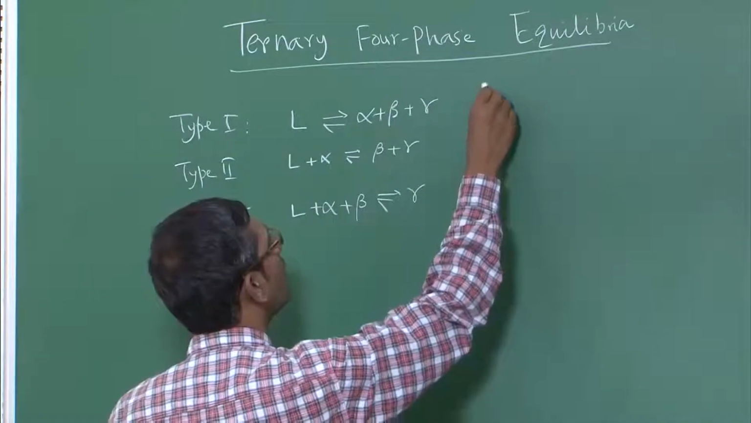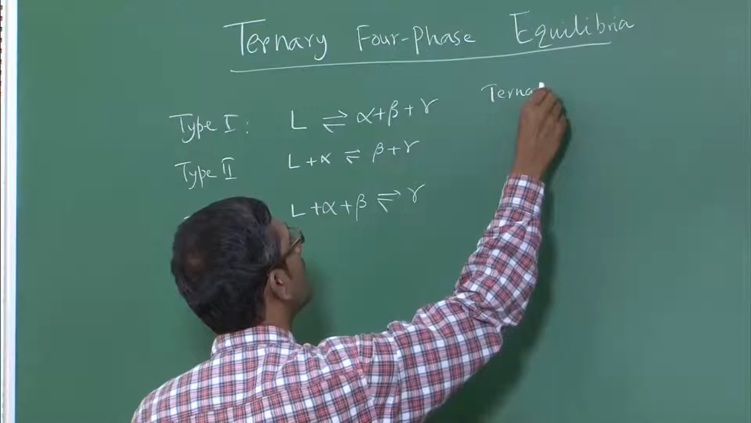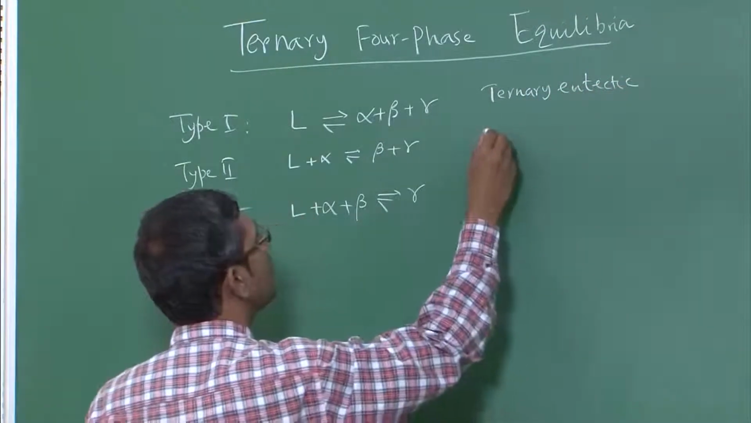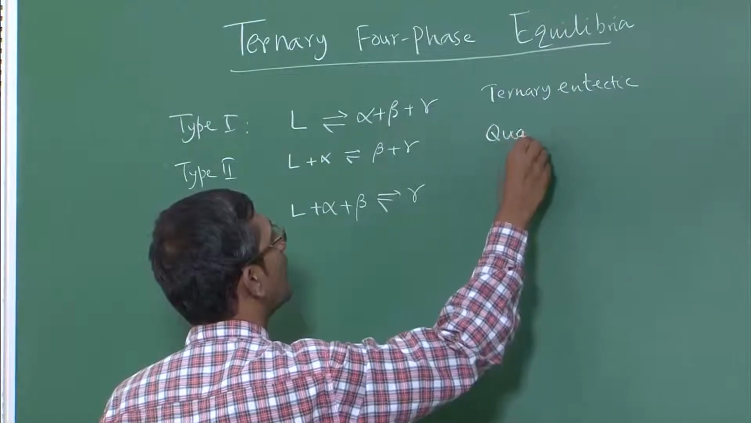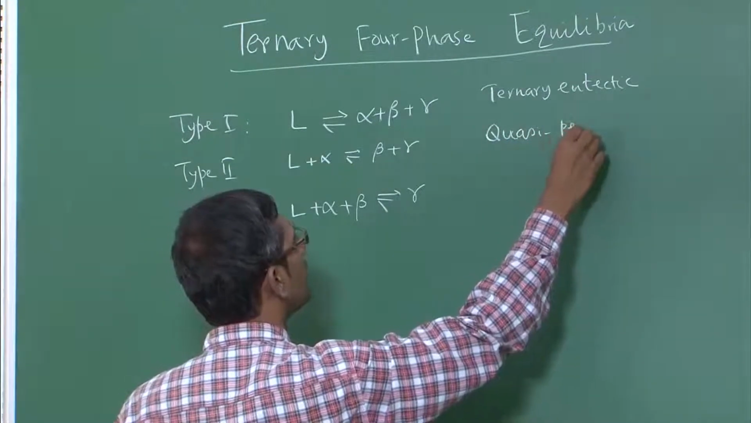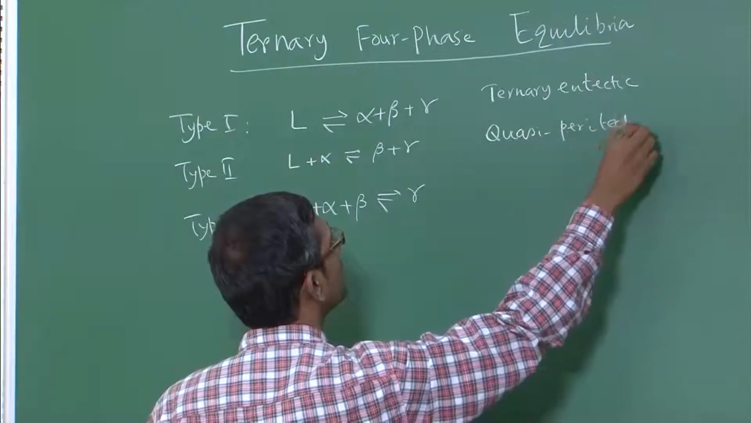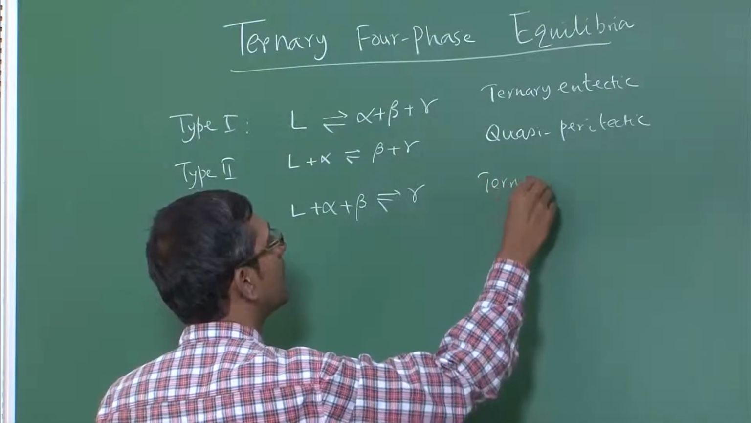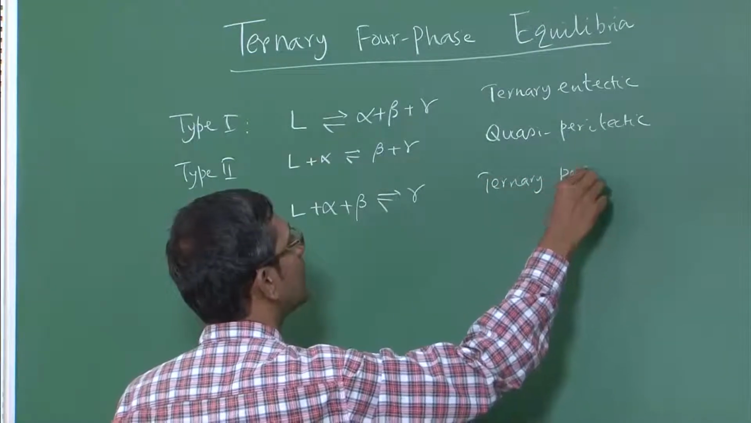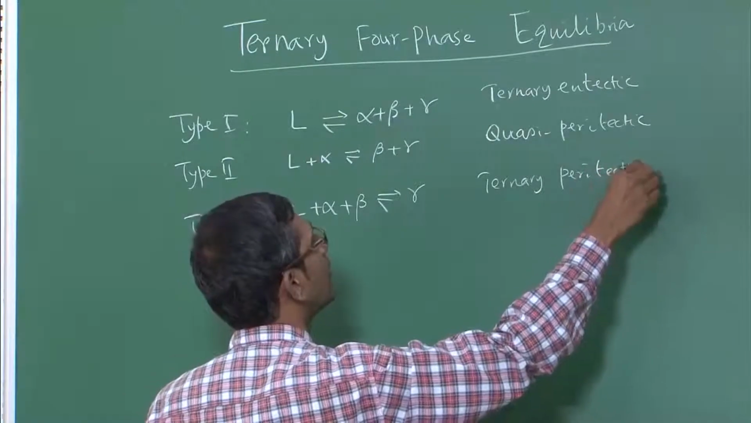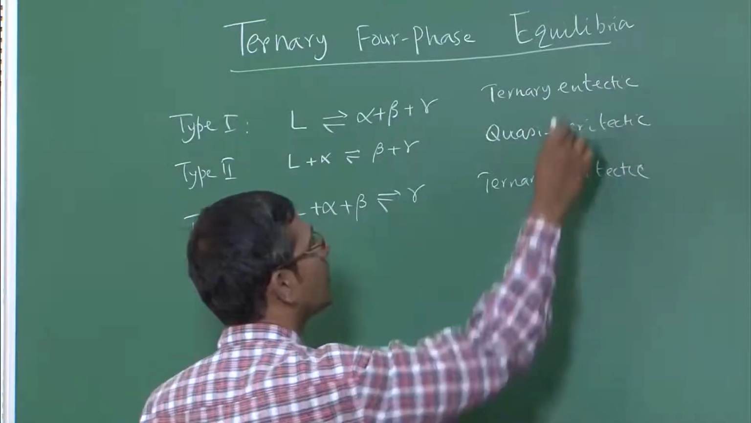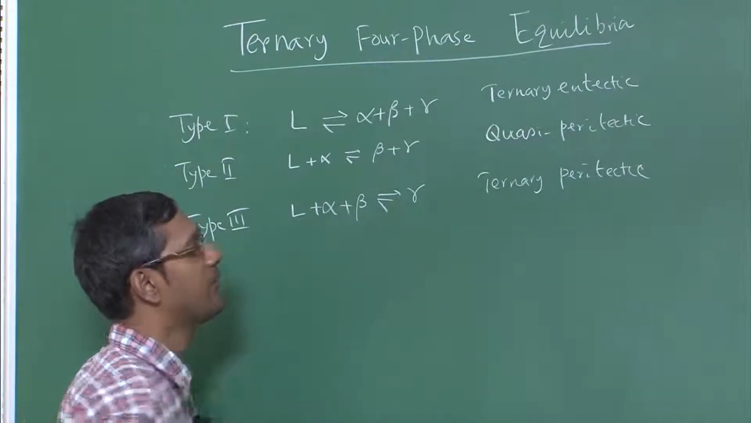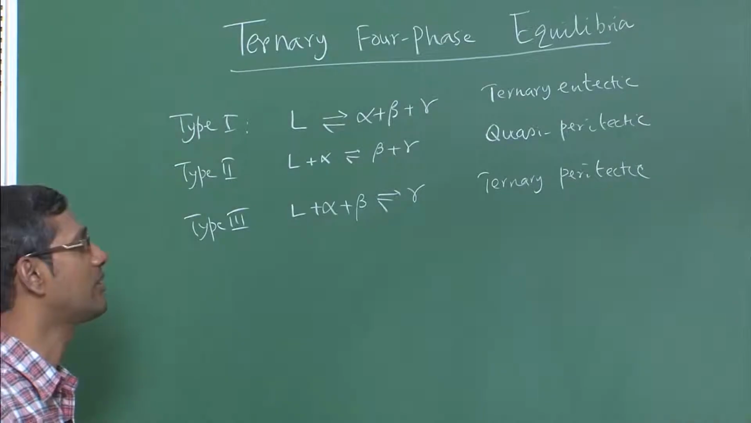So, this we call ternary eutectic, this is called quasi-peritectic. I will tell you why it is quasi-peritectic and how we can analyze it in today's lecture, and the third one is known as ternary peritectic. If you recall, I had a detailed discussion on ternary eutectic, and in the last lecture I discussed ternary peritectic. So, today we are going to discuss the quasi-peritectic.